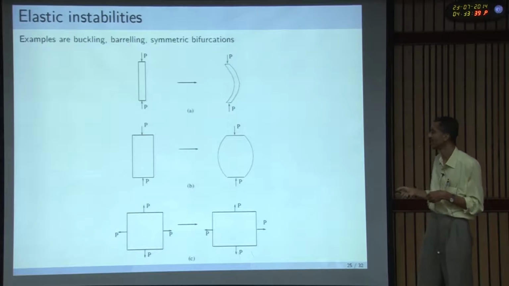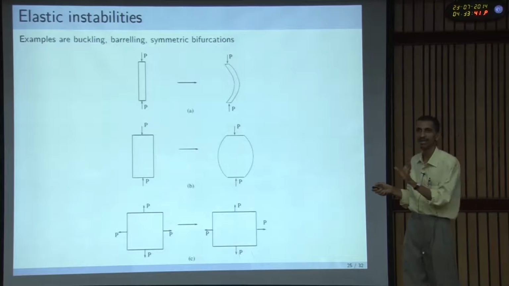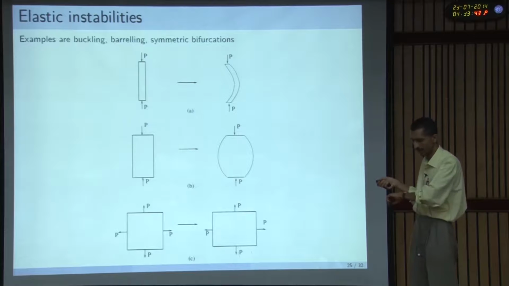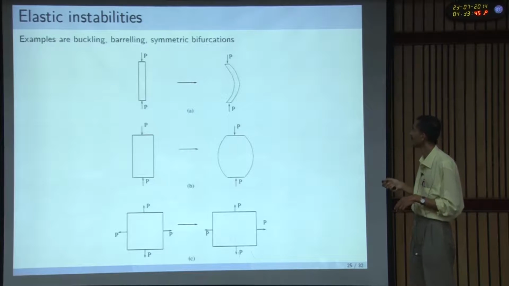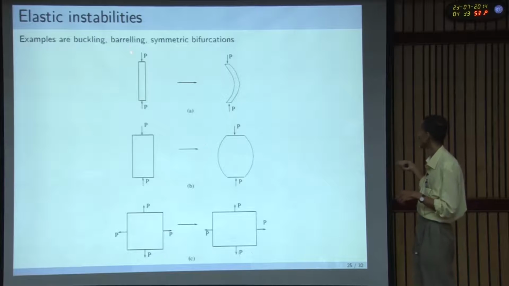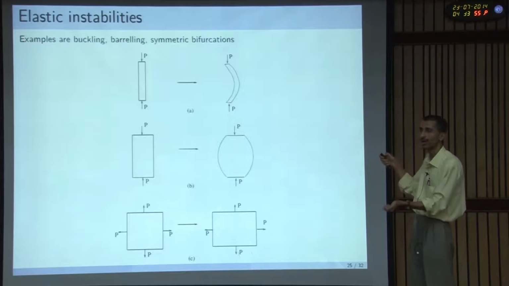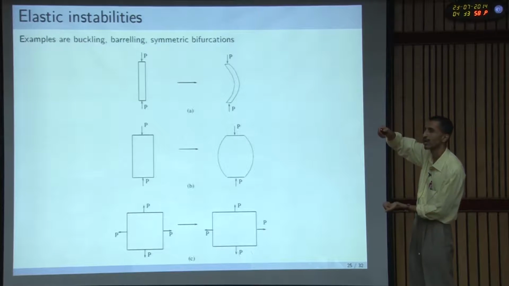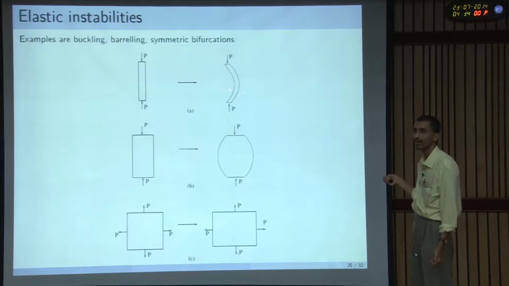So that was regarding the material instability part. Now just a little bit on elastic instabilities. So here basically these are examples where you get non-uniqueness of solutions, right? The bifurcations, that if you have a slender rod beyond a certain critical load, it will go into this buckled shape.